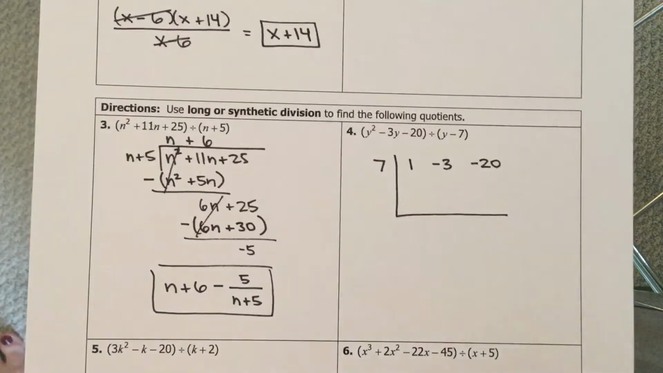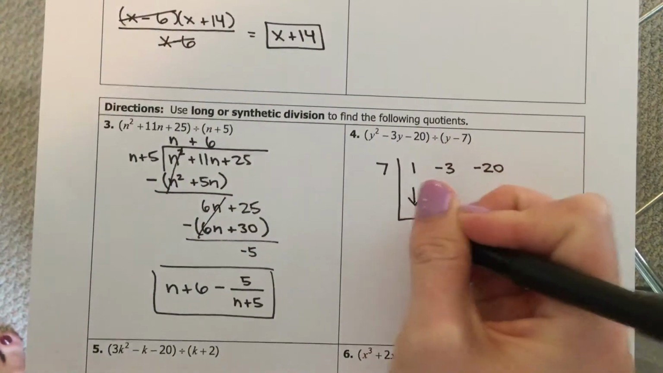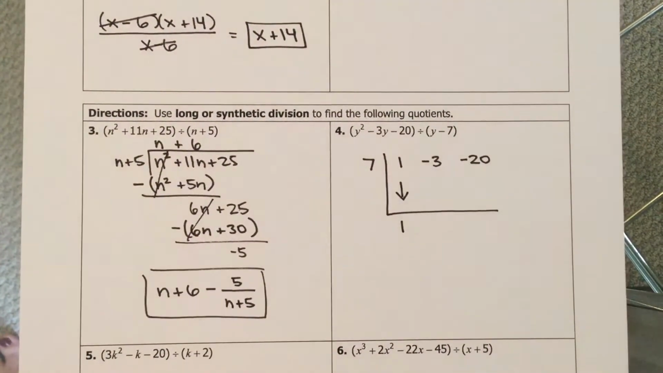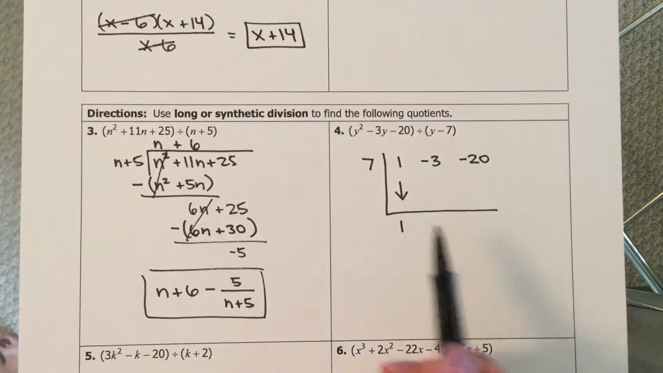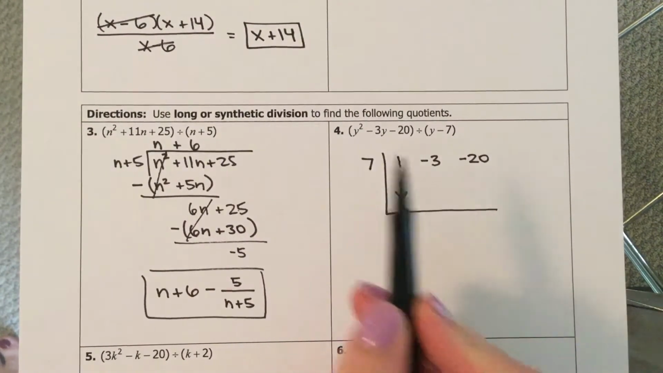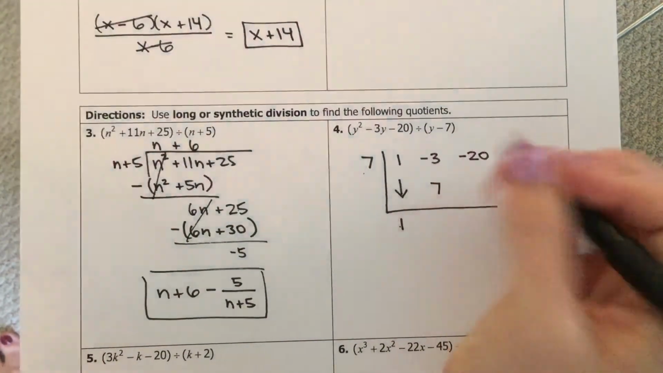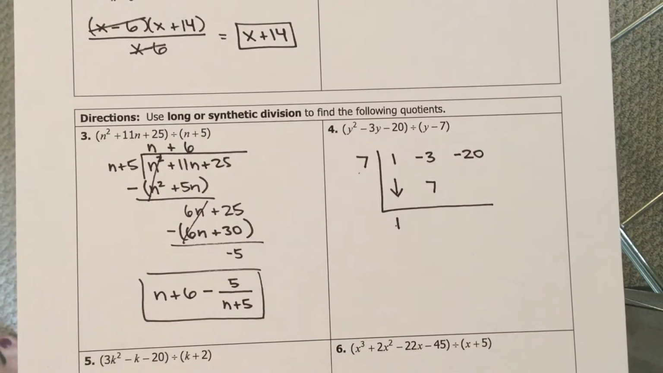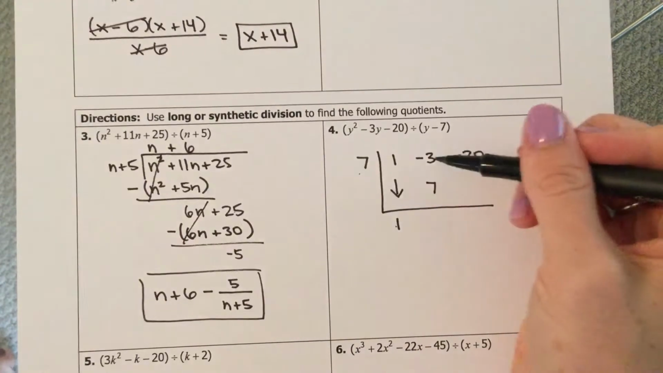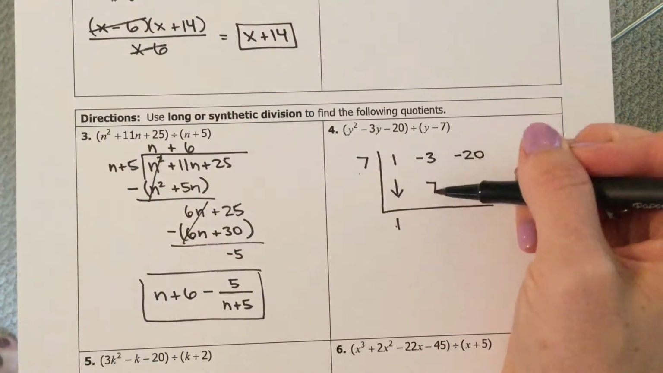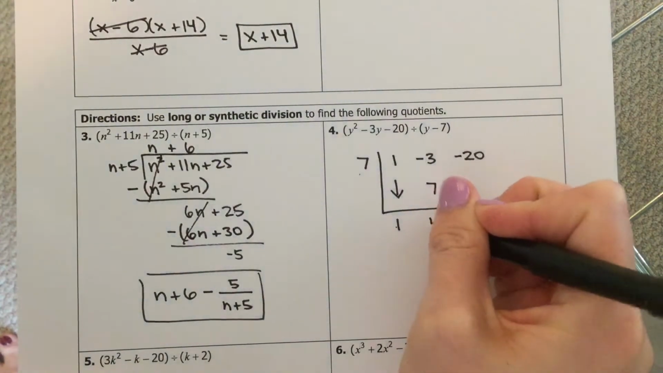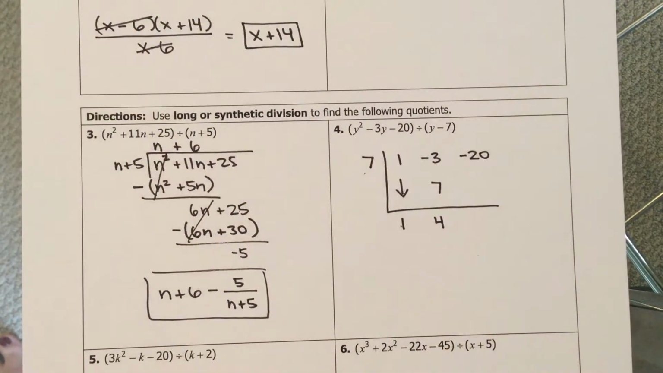All right, so we set it up like this. This value goes straight down underneath like this. And then what you're going to do is take this value right here, multiply it by the number that's up here, and once you multiply it, that is the value that's going to go in that spot right there. Okay, next step is to take these two values and combine them up. So when I combine them up, I get 4. And then you just repeat that process until you run out of space.